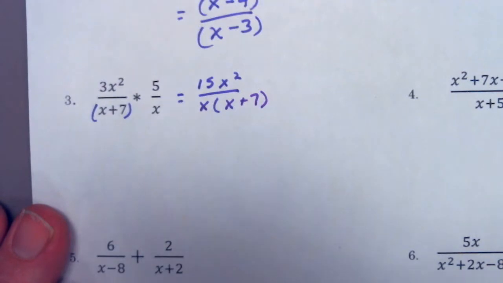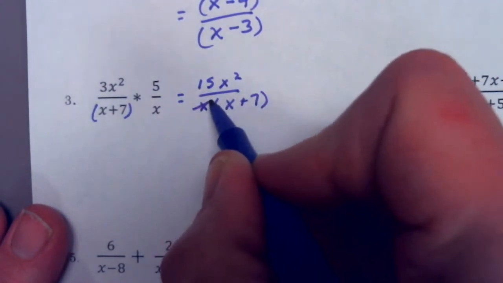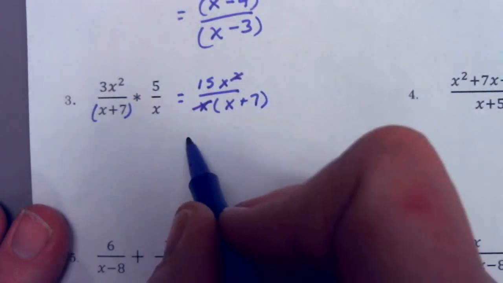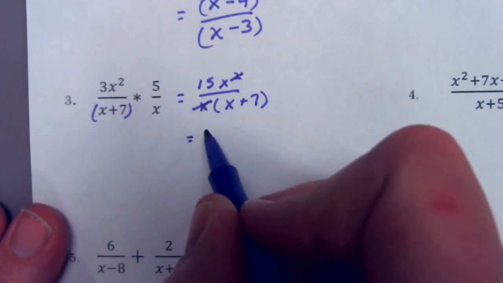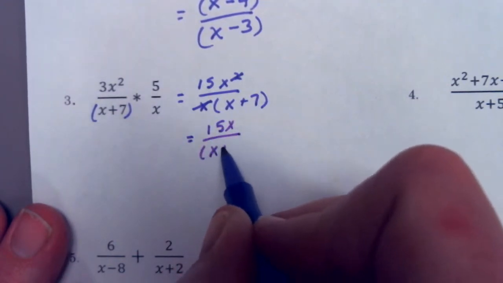Out of each of those, the only thing that'll cancel is I have an x in the denominator and x squared in the numerator. I can cancel the x in the denominator with one of the x's in the numerator, leaving just an x in the numerator. So I have 15x over x plus 7.